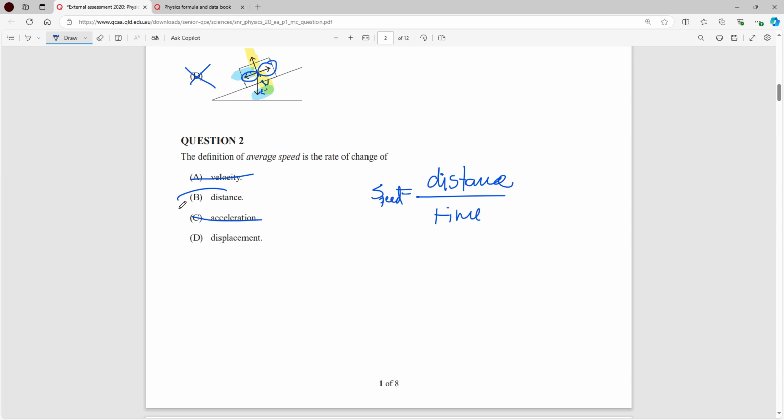So here, distance is the correct answer. They've put displacement because you've got to know the difference between the two of them. Velocity is displacement on time, but speed is distance on time. So the correct answer is B. And that's just the definitions question.